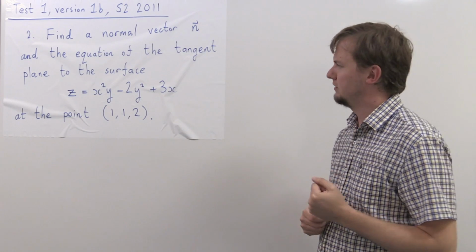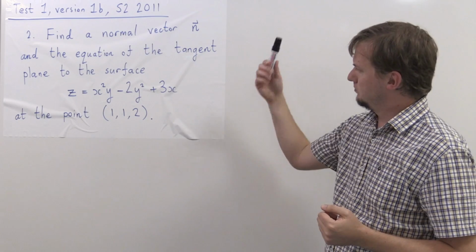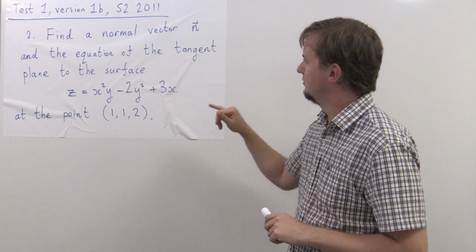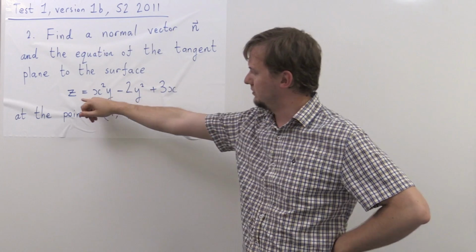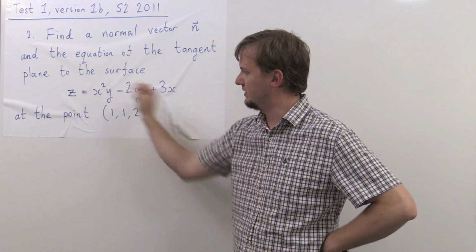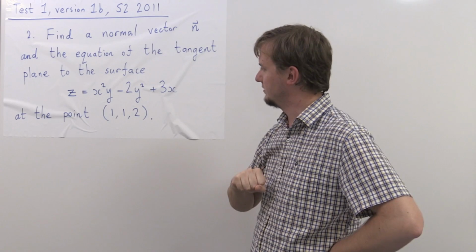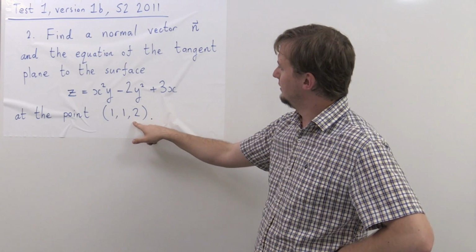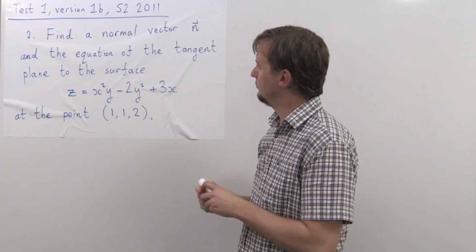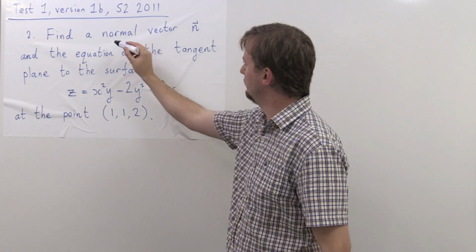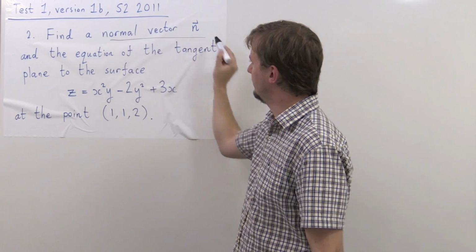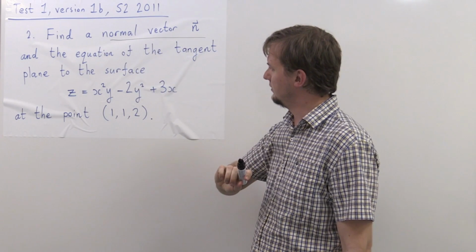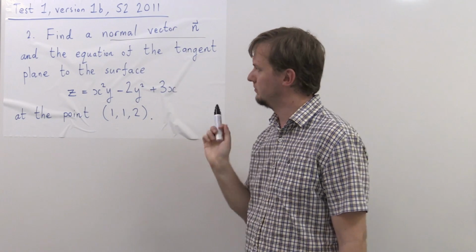Alright, so I'm going to try and answer this question. It's a little bit wordy, not too wordy though. So we have an equation for a surface here, given in the form z is equal to some function of x and y. We're given a point on the surface and 2 things we need to do. The first thing is to find a normal vector n. Then once I have that normal vector, I can write down the equation of the tangent plane at this point.